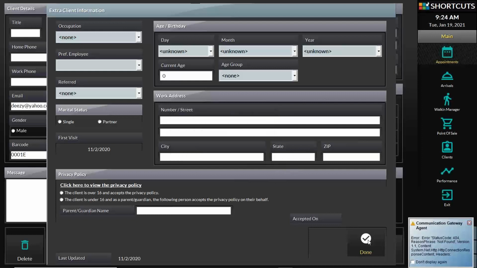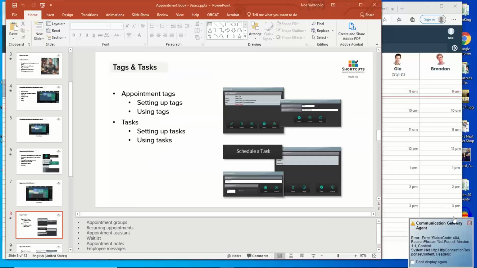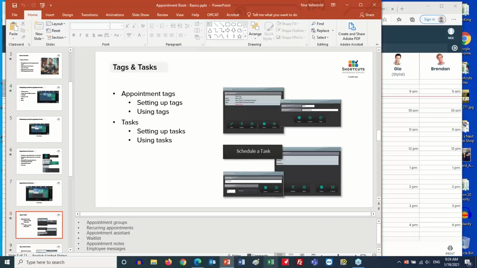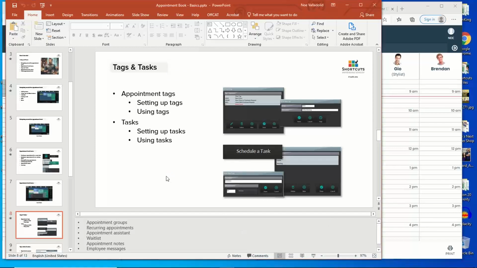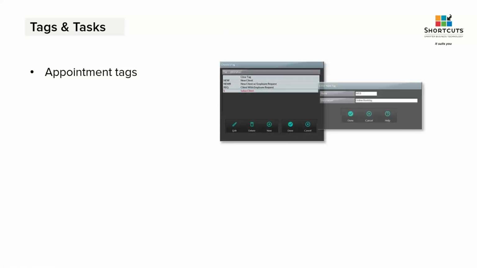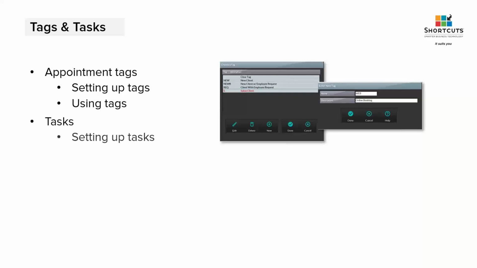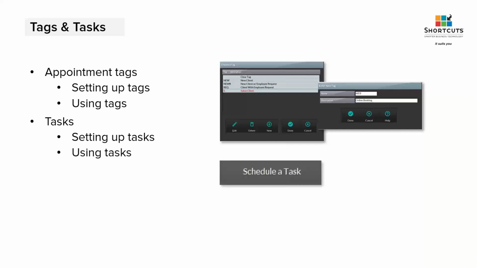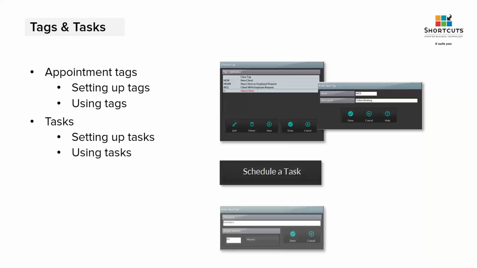So let me go back to the presentation. I'm going to restart this. There we go. So we've looked at making appointments, moving appointments, getting into customers' information, and even working with tags and tasks. Those things have changed a little bit from version 7 of Shortcuts, and you should hopefully now be a little bit more familiar with that.